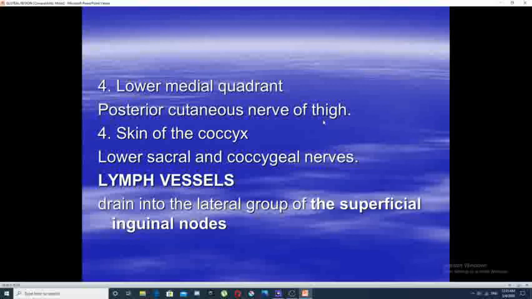Lastly, the skin over the coccyx, its nerve supply is coming from lower sacral and coccygeal nerves. The lymphatic drainage of the gluteal region drained to the lateral group of superficial inguinal lymph node.